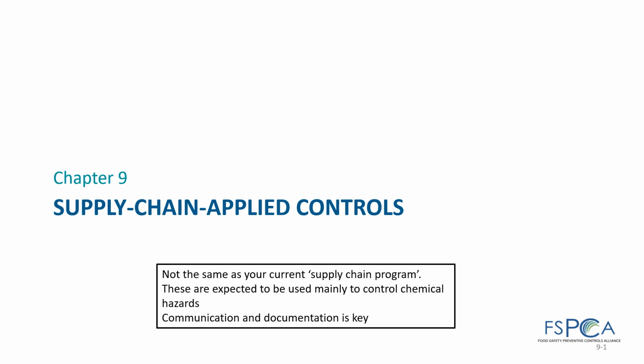Okay, so your typical already working supply chain program exists outside of these supply chain applied controls. I think what we're going to see most commonly in the industry is that these are going to be applied to control chemical hazards such as toxicities or pesticide residues, but I think there are other situations that this could be used as well. And really, as with all of the other controls, but I think especially in this type of control, communication and documentation are absolutely critical at every level.